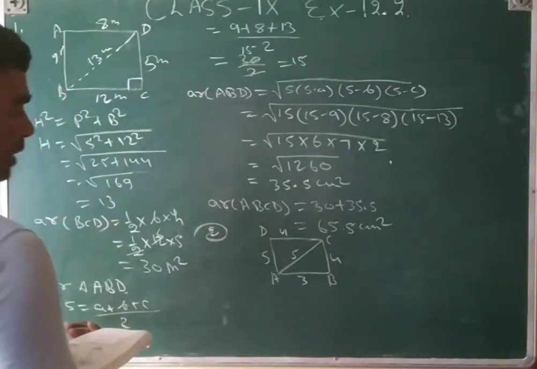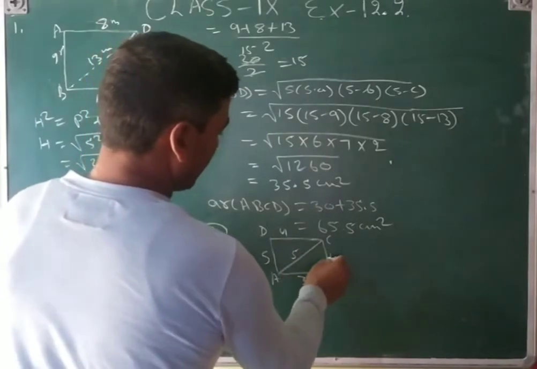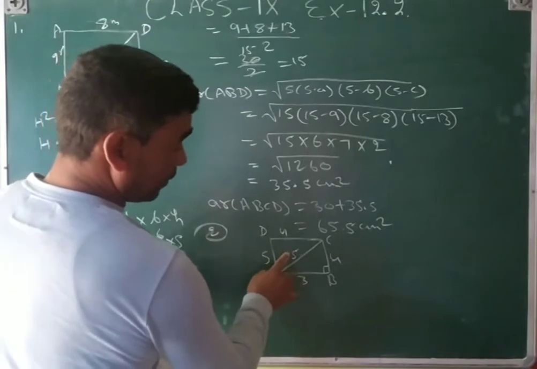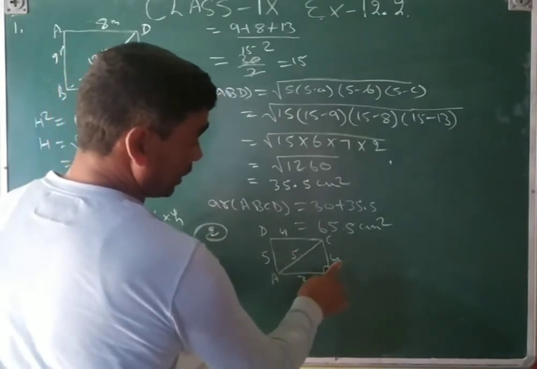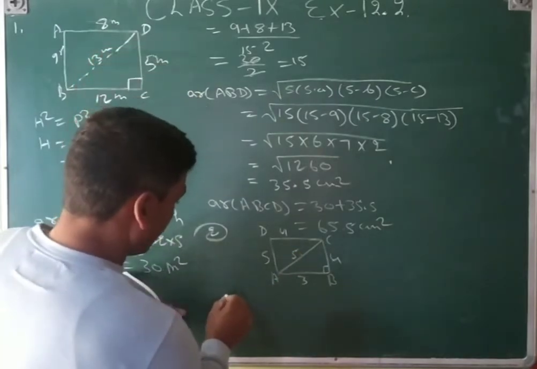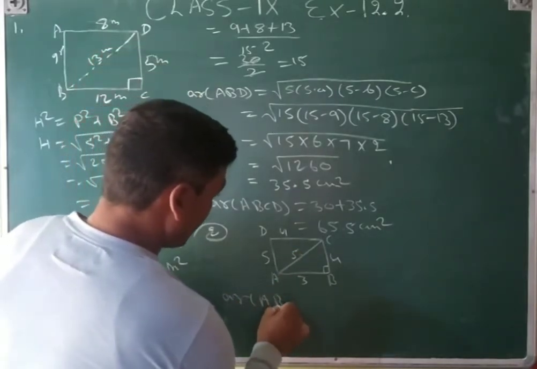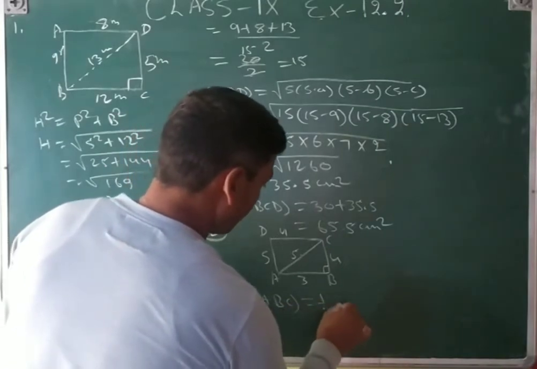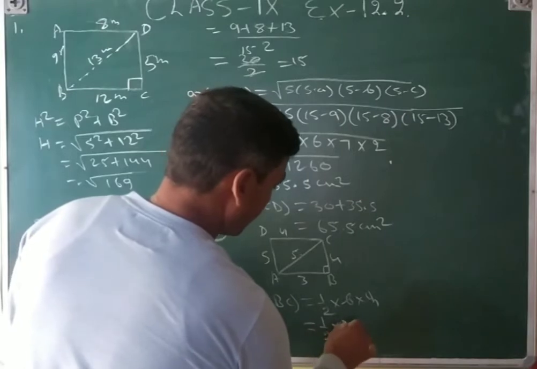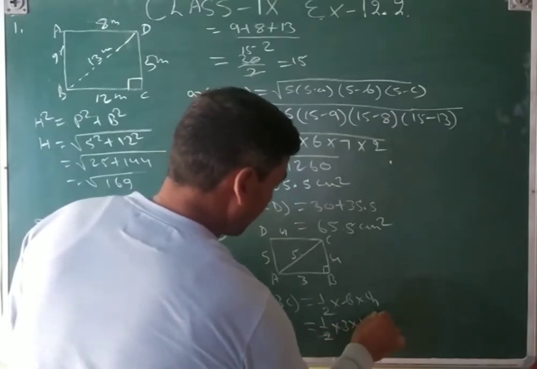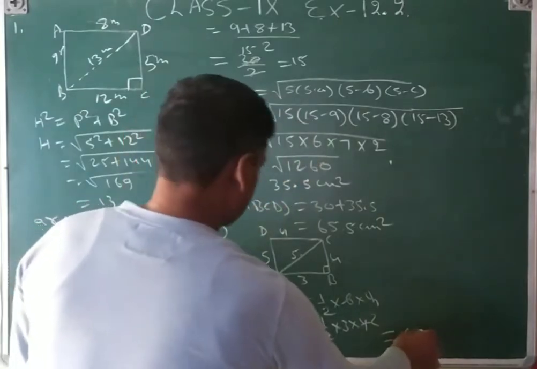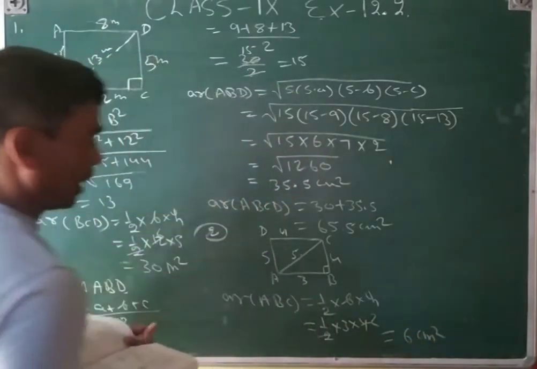So this will be a Pythagorean triplet. 3 square is 9, 4 square is 16, 9 plus 16 will be 25. So area ABC is equal to 1 upon 2 into base into height. So that will be 1 upon 2 into base 3 into height 4. 2 twos are 4, so 3 twos are 6. The unit is given in centimeter, so that is square.